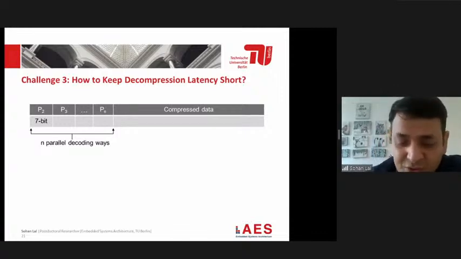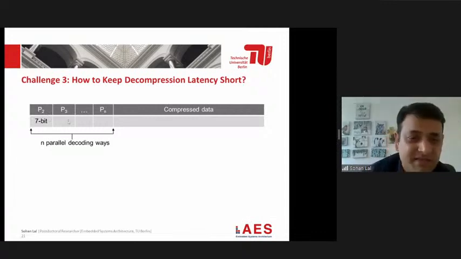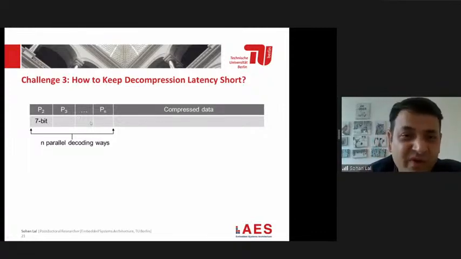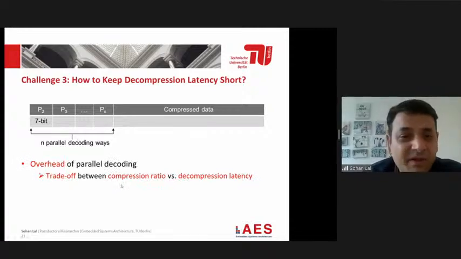To overcome this issue, we use pointers. We store explicit pointers at the beginning of the block to the memory locations or to the code words from where we want to do decoding in parallel. But this parallel decoding does not come for free. It has a cost. There is a trade-off between the compression ratio and the decompression latency.